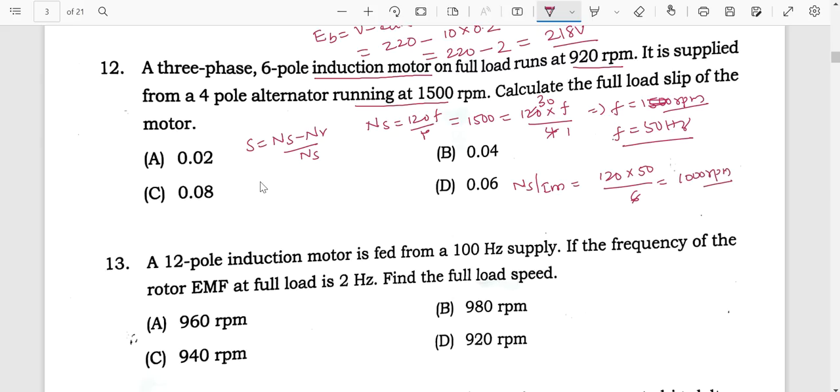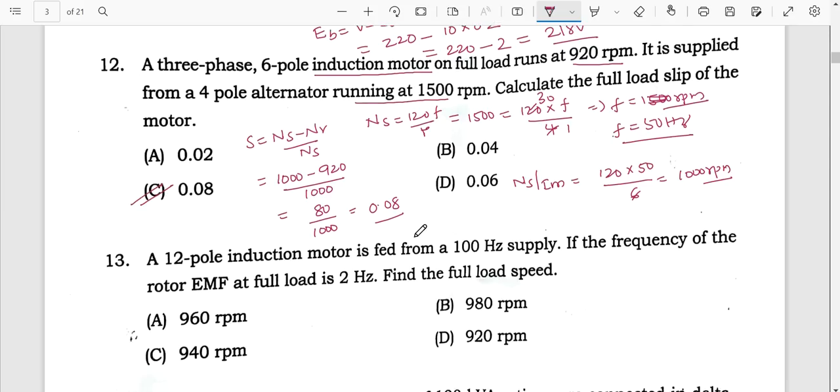Now we need to find the value of slip. Ns value is 1000 for the induction motor and Nr value is 920, divided by 1000. So 80 divided by 1000 is going to be 0.08. So the answer for this question will be C here.